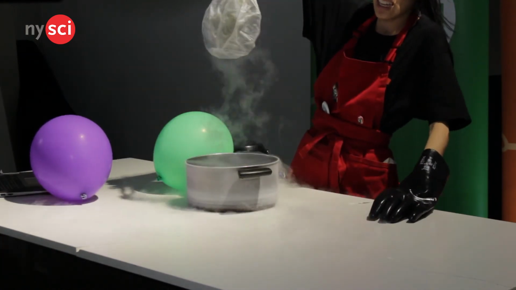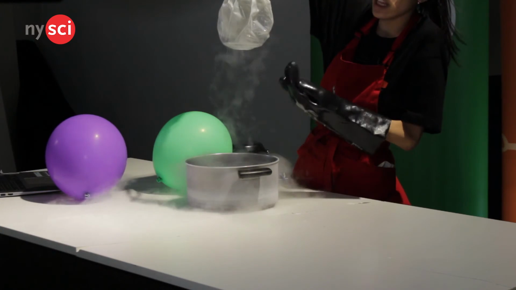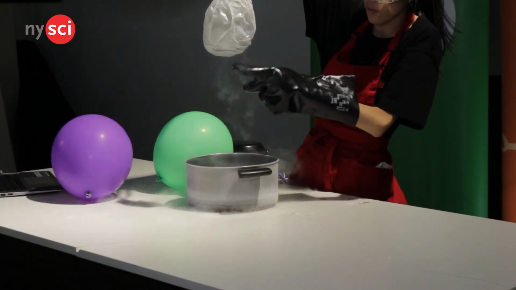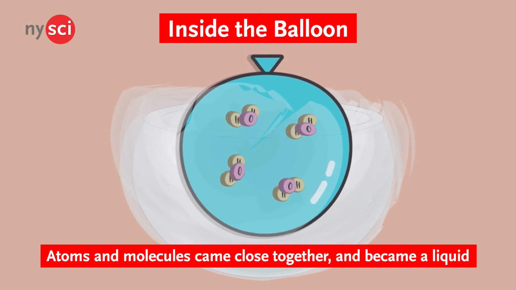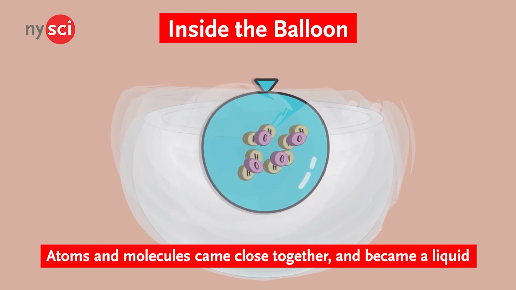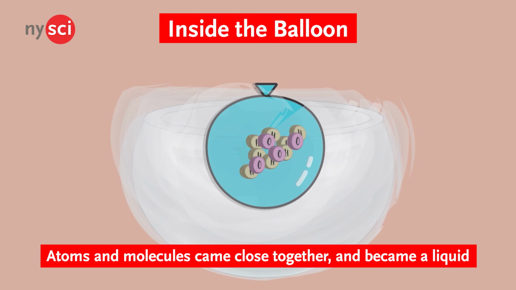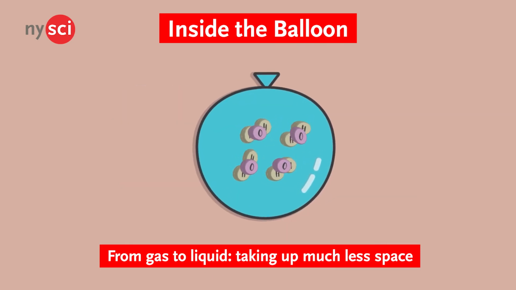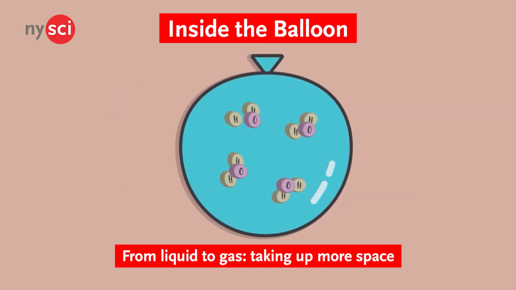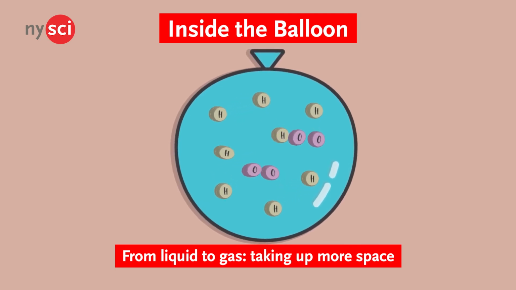Do you guys see what's in it? There's actually a liquid at the very bottom of our balloon. So the atoms and molecules came so close together that it actually became a liquid. So we went from a gas to a liquid, and it takes up much less space. And here we actually went from a liquid to a gas, and it took up a lot more space.